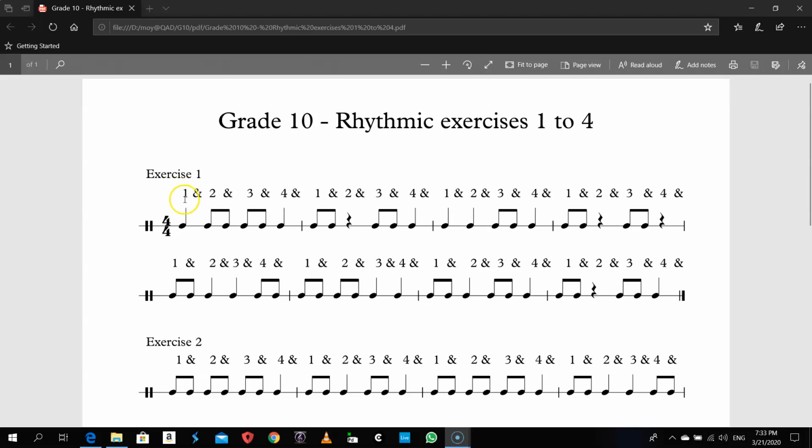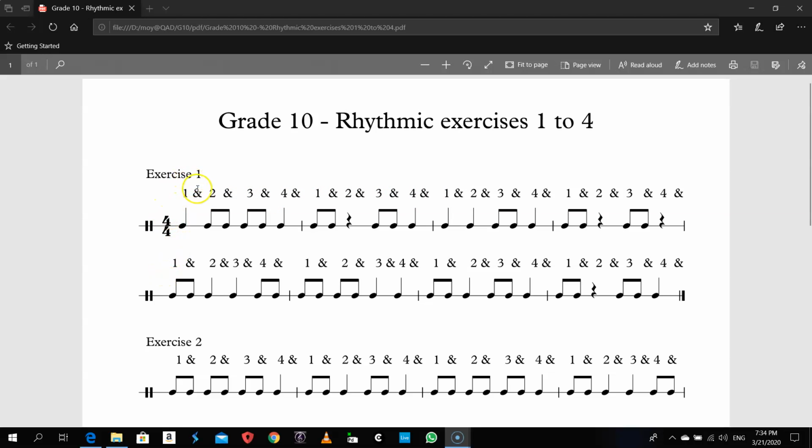Okay, avoid doing things like this: 1 and 2 and 3 and 4 and 1 and 2 and 3 and 4. That would be the incorrect way of counting the beats here in this particular case.